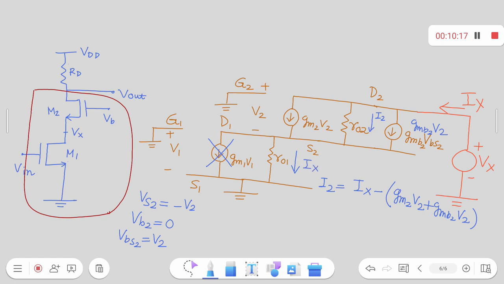Okay. So now you try to apply KVL. So Vx is how much? Vx is basically the current flowing through RO2, I2 RO2, plus Ix RO1. So what is I2 RO2? That means Ix times RO2 minus (GM2 plus GMB2) times V2 times RO2, plus Ix times RO1.